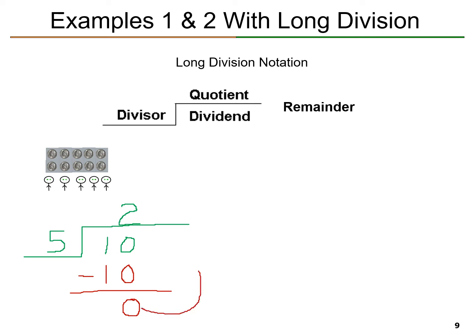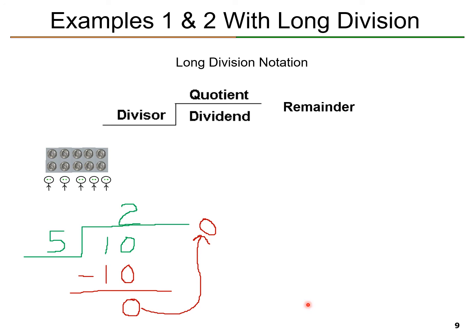So 0 is the remainder. So let's put the 0 right here, consistent with this notation up here. So we put the 0 right here. 0 is the remainder. And so now we identify the 5 as the divisor, 10 as the dividend. The part of the answer, the quotient, is 2, and the remainder, which is also part of the answer, is 0.